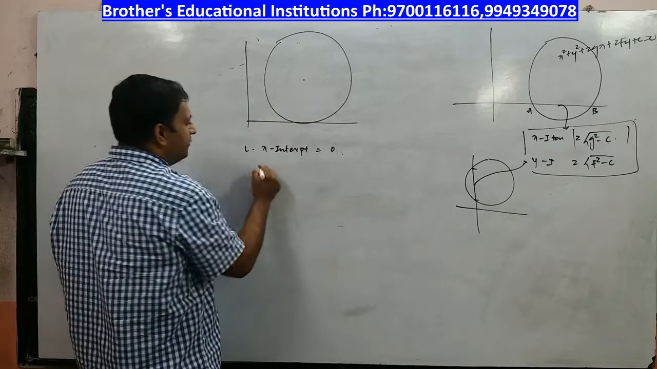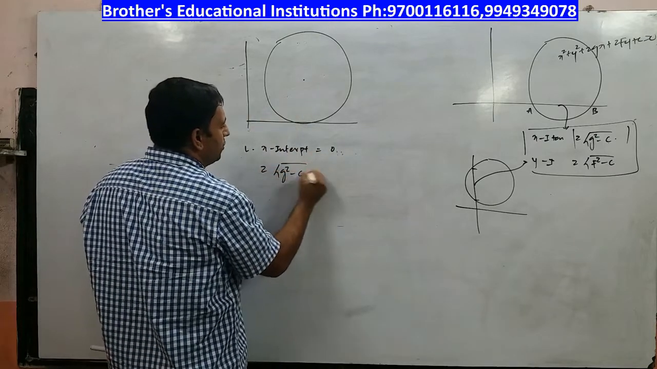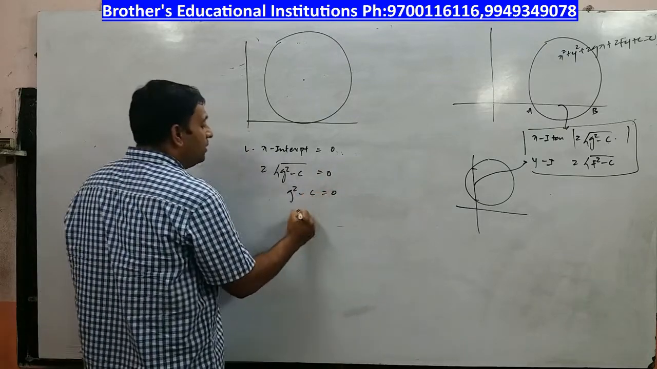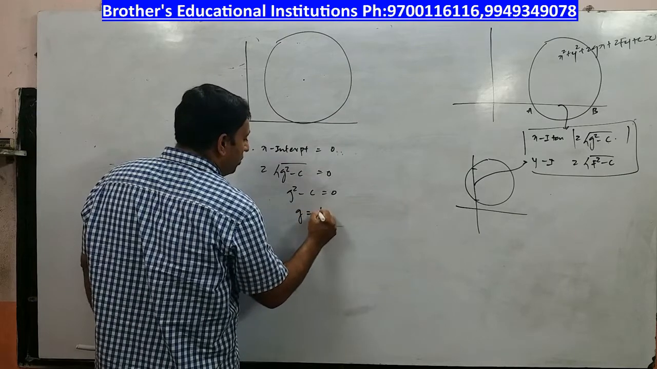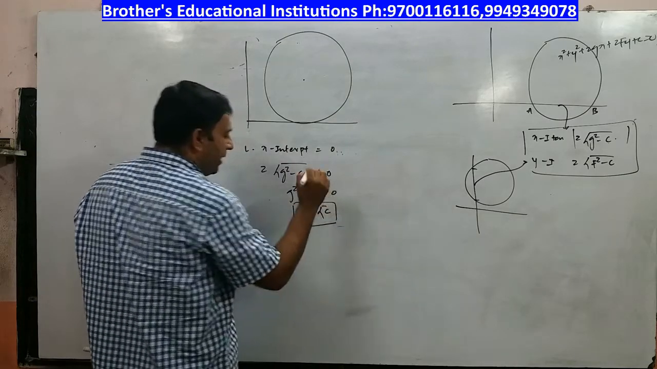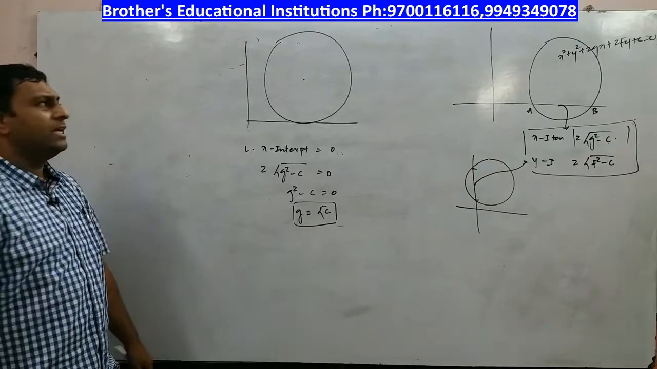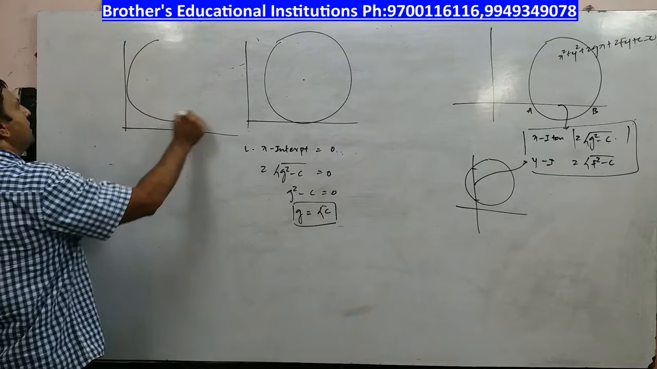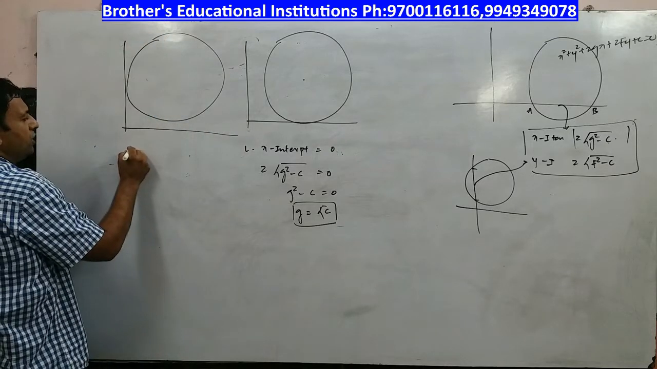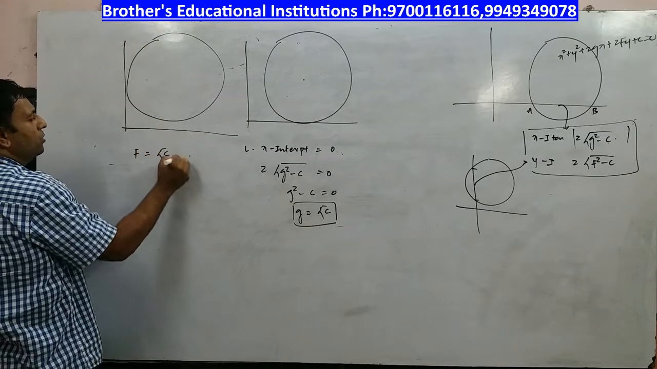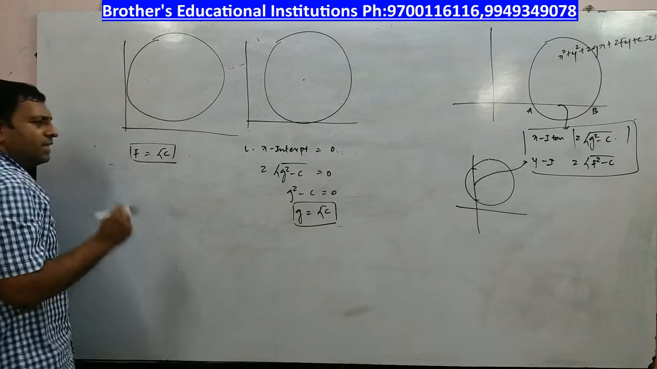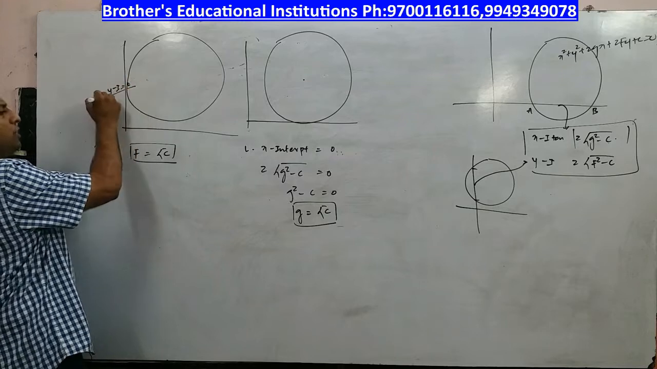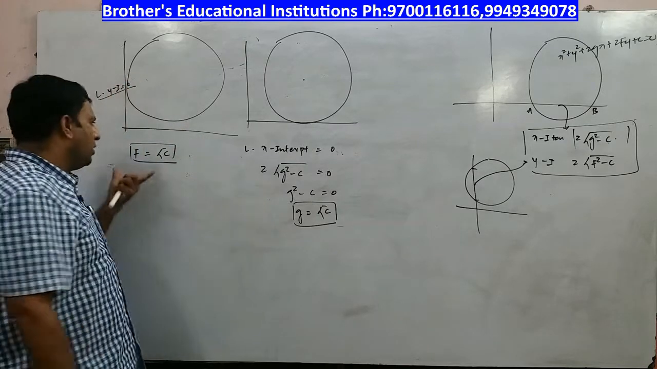What is the length of the x-intercept formula? 2 into root of g square minus c is equal to 0. 2 cannot be 0. Obviously, g square minus c is equal to 0, which means g is equal to root c. So remember, whenever the circle touches the x-axis, the condition is g is equal to root c. Similarly, if our circle touches the y-axis, can you guess what is the condition? The condition is f is equal to root c, because obviously the length of the y-intercept is equal to 0. You find it in a similar way, and you will get f is equal to root c.